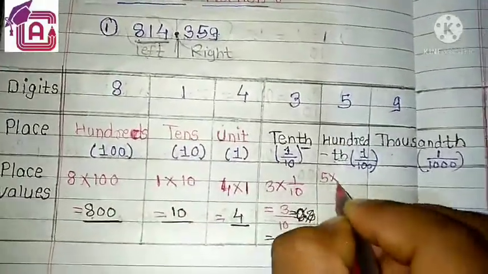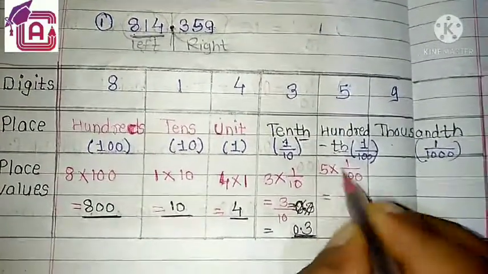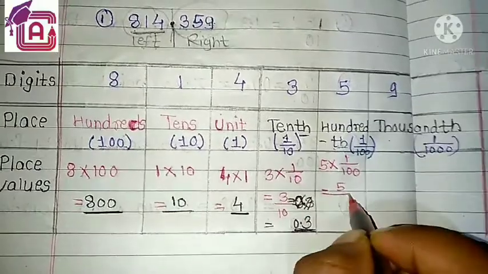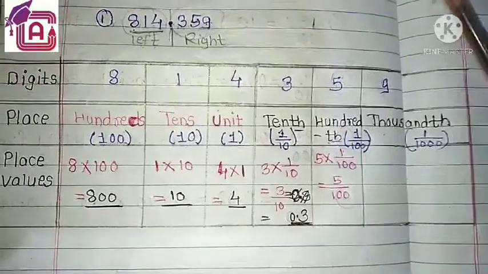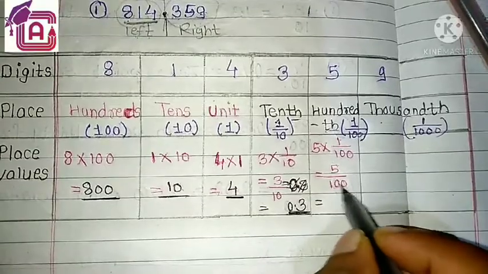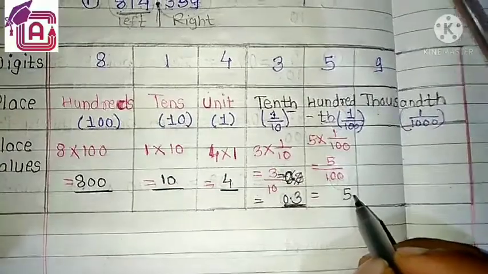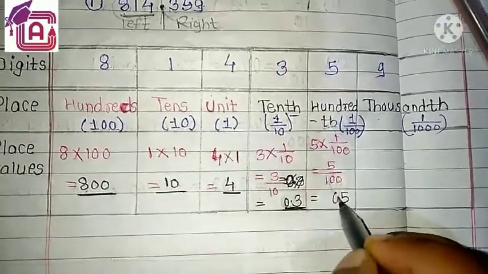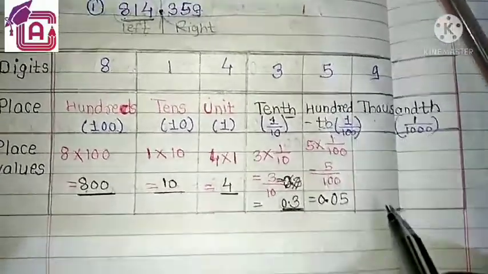Then next number is a 5, which is at 100th place. So 1 upon 100. Then 5 into 1, 5 ones are 5, upon 100. So 5 upon 100, how we write it? First write 5 as it is. Then how many zeros are there? 2 zeros. So we have to leave how many places? From the right side, 2 places. त्यामुळे आपल्याला 2 places सोडायचे आहेत. So 0.05 is the place value of the 5 in the given number.